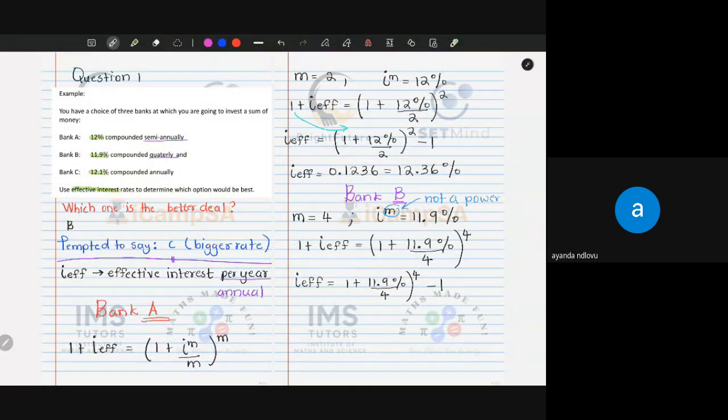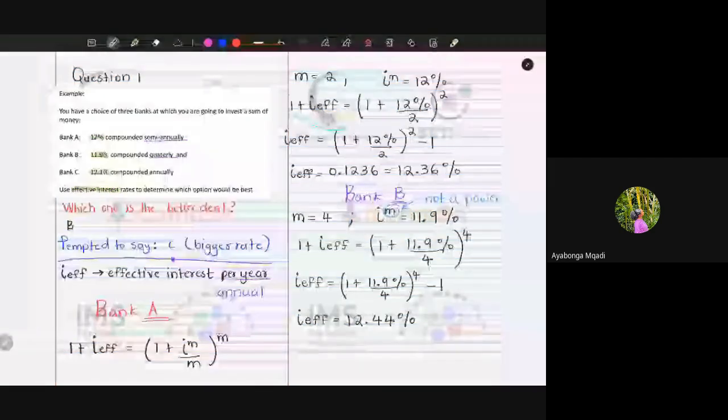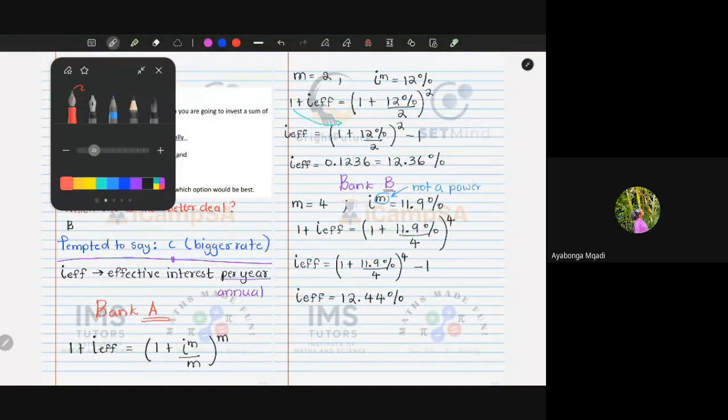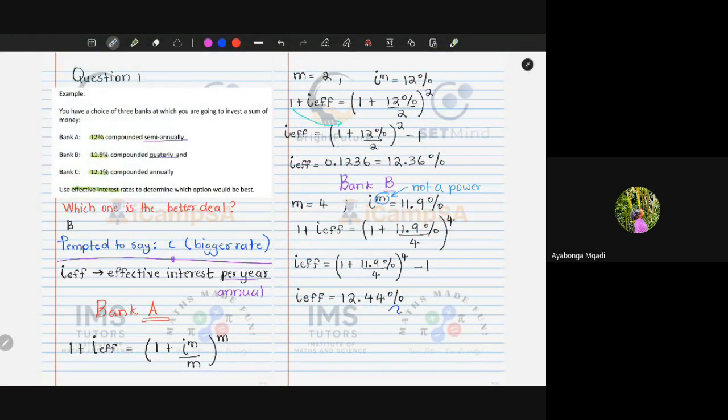Anyone, guys, who's using their calculator, please give us the answer. We should all get our calculators and put them next to us. What is the answer? It is 12.44%. 12.44%. Thank you. So we are left with Bank C now. Then we are going to be able to tell our friend which one is a better deal here. So let's go to Bank C.